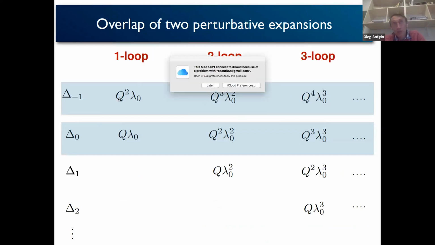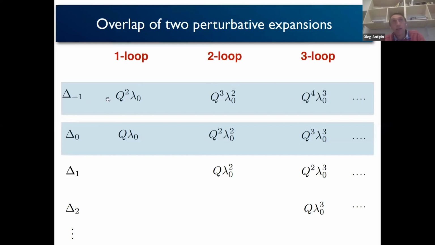My expansion goes horizontally. You see, at a given delta -1, it resums all terms of this sort to all orders. So we go horizontally. Delta 0 obtains all these terms, while the loop expansion goes vertically. This is my 1 loop, this is 2 loop, this is 3 loop. So they overlap, and in the regime where they overlap, you can compare, and we did, of course.